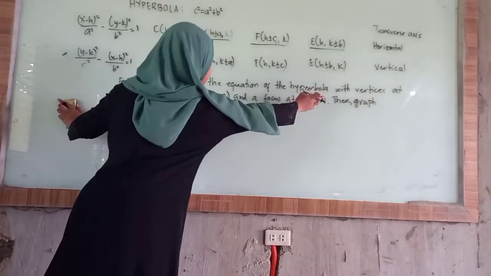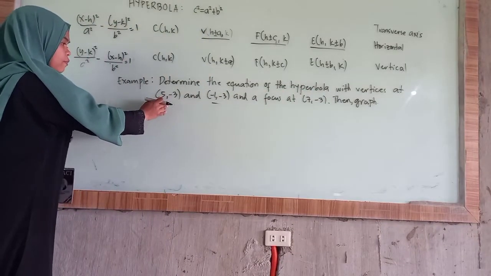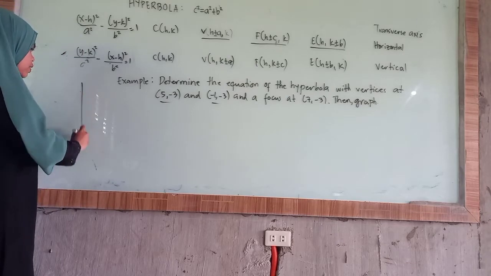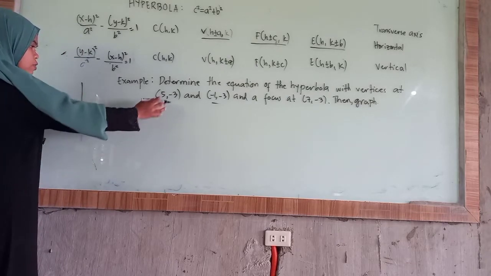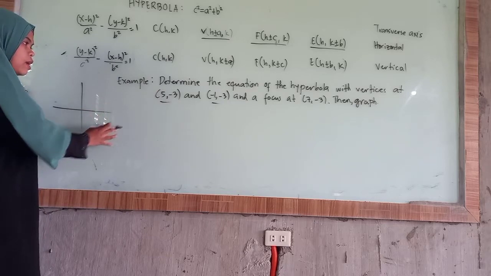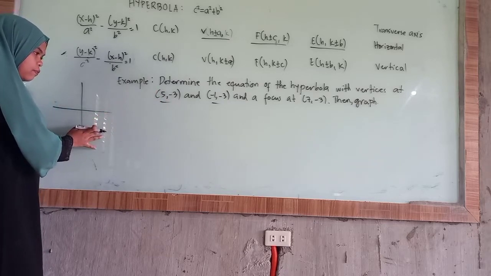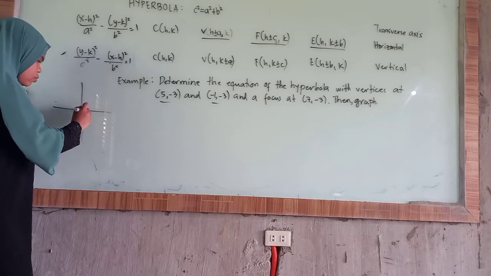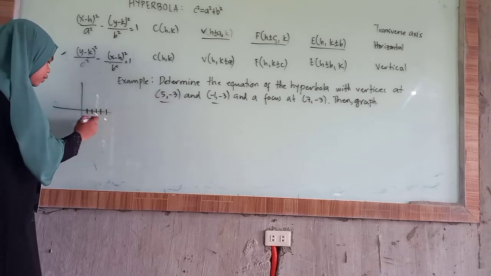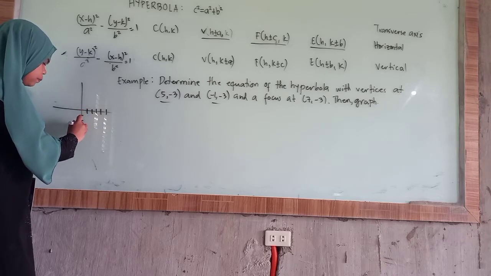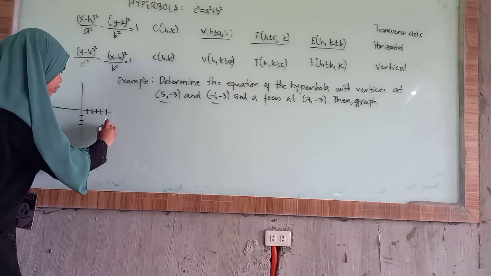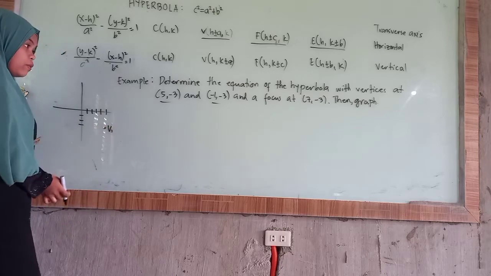Ang sabi dito, vertices daw is at 5, -3 and -1, -3. So, the coordinates 5, -3. So, positive yung x, negative yung y. So, that means I have a coordinate in the fourth quadrant, no? So, 1, 2, 3, 4, 5. And then, -3 units downward. So, I have this one. So, that is my V1. Let us denote that by V1.